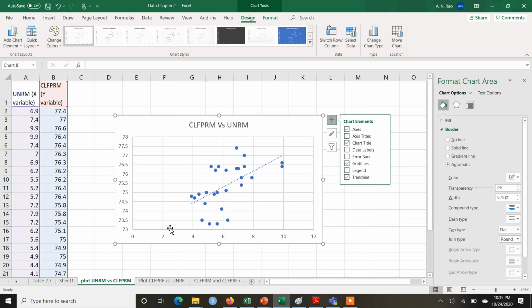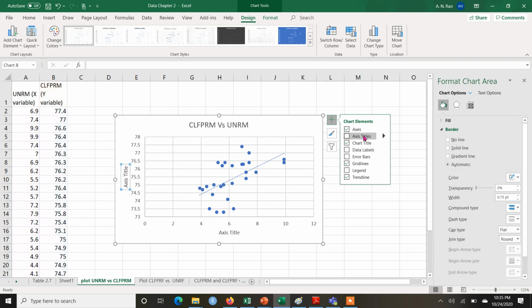So now you see that this shows that there is an upward sloping line. So the scatter plot says that there is a positive relationship between these two variables. Now if I look at the other options, I can add the axis title as well.